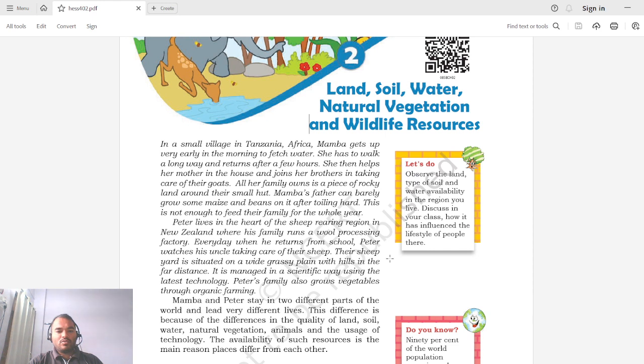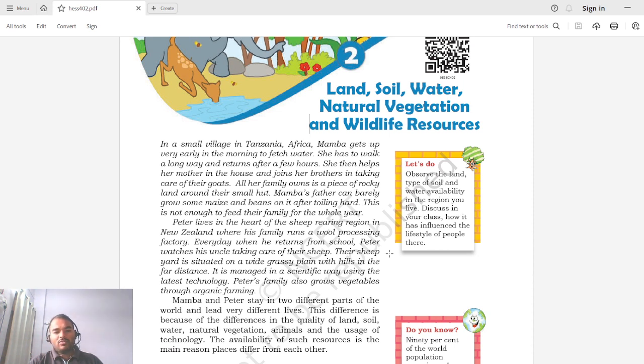So there is a small town or village in Tanzania, Africa, where Mamba lives. So what are the activities of this Mamba? She gets up in the morning and has to walk a long distance to get water for their household activities. After bringing water from a far distance, she helps her mother in household activities and also helps her brother in taking care of their goats. So basically, Mamba's family is engaged in goat rearing activities.